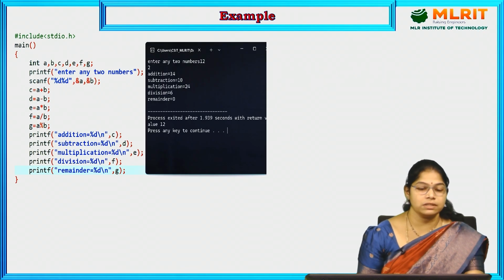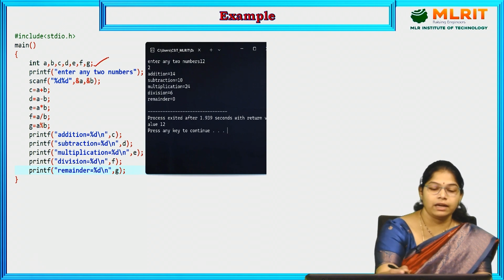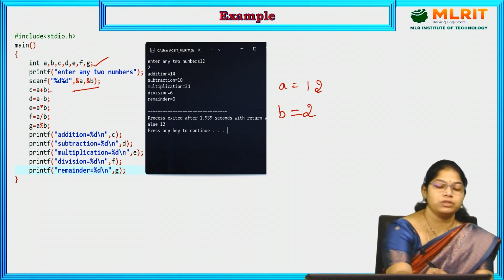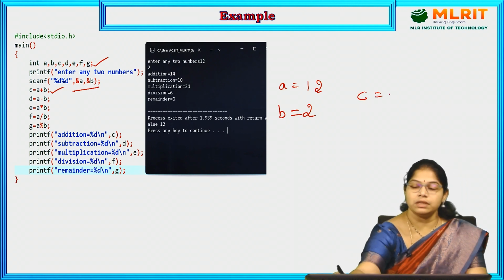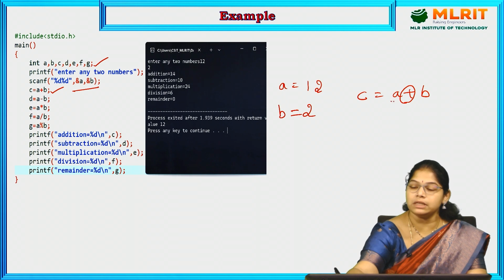If we consider an example, here we declare the variables A, B, C, D, E, F, G, and we have taken two values, A as 12 and B as 2. Here we have an expression C equal to A plus B. That means plus is an operator that tells the compiler to perform addition between these two variables, A and B, where A value is 12 and B value is 2. So the result is 14.